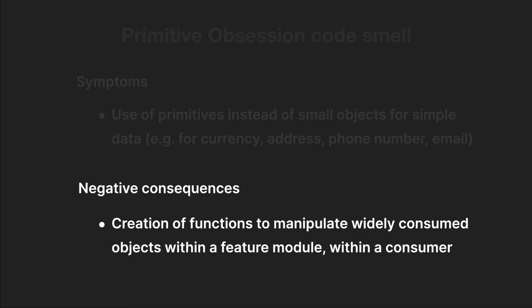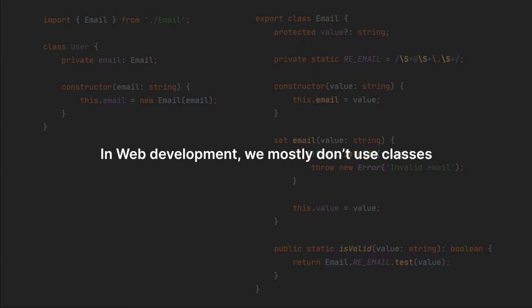Let's look at negative consequences through the prism of web development. And in web development we mostly don't use classes. Even the examples that I just showed are in classes. I wanted to give an impression that in different languages we have different setups. And in JavaScript it's actually not popular to use classes. Instead we use anonymous typed objects. We use TypeScript, which helps us at least to describe the type.